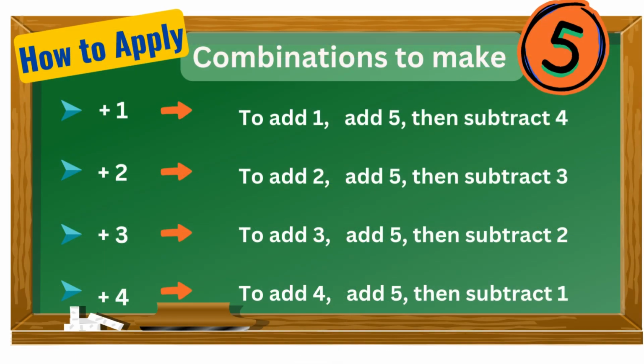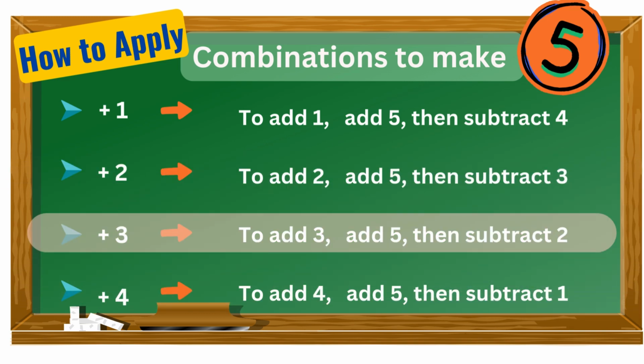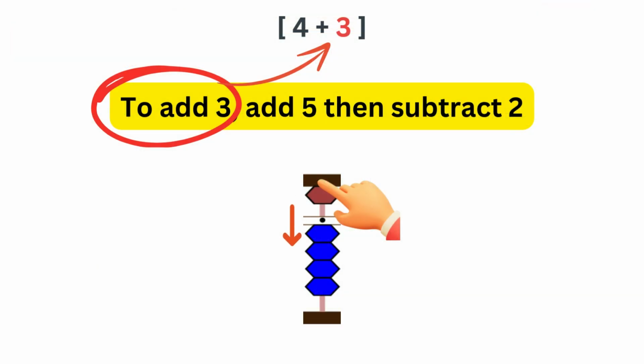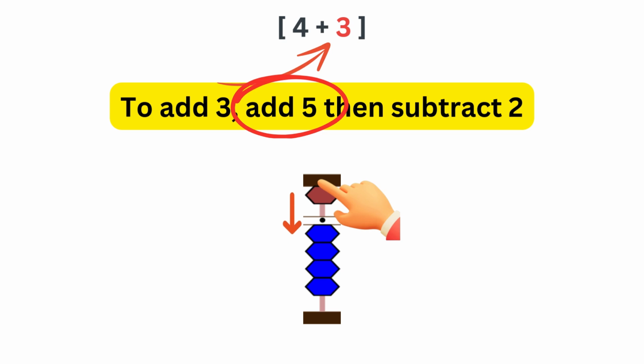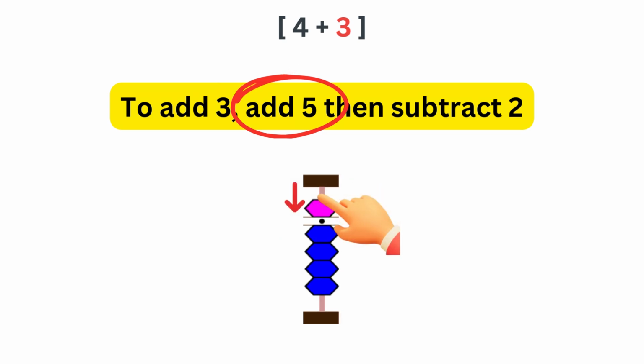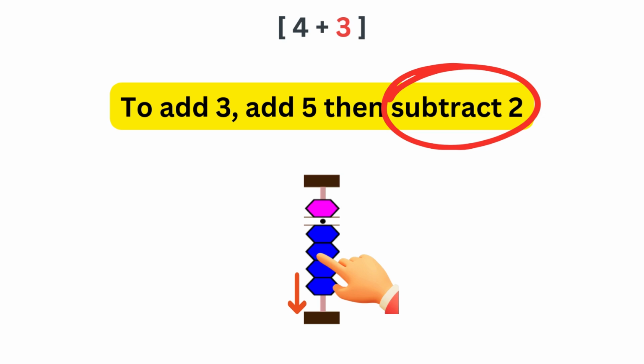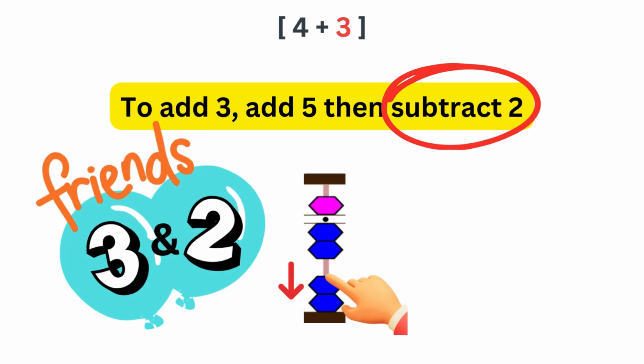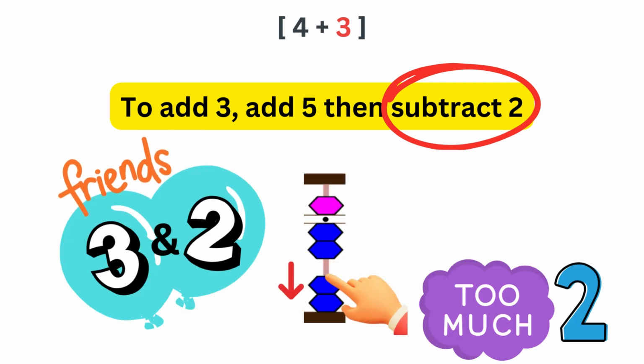For this example, we want to add 3. According to the friend approach, the formula is, to add 3, add the upper bead, 5 and then subtract its friend, 2. Let's apply this. Add the upper bead, 5. Subtract 2. Since 2 and 3 are friends, we can quickly find the excess to subtract without any extra calculation.